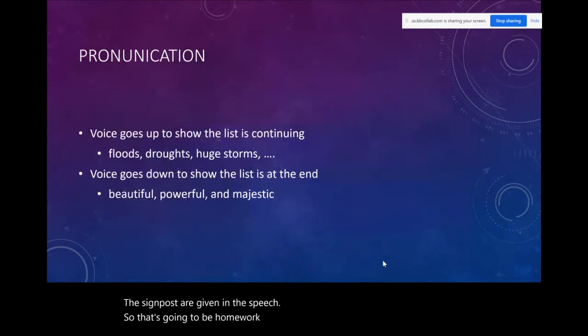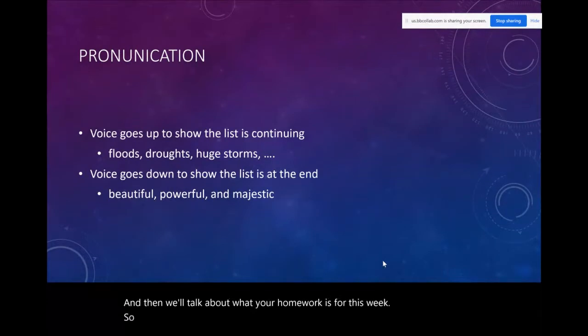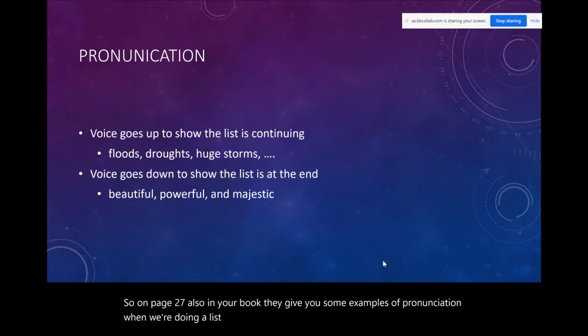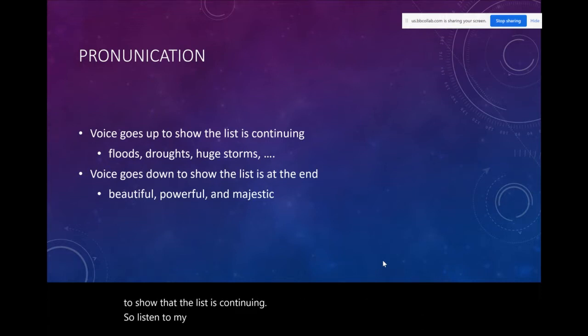And I want to share with you a quick note about pronunciation, and then we'll talk about what your homework is for this week. So on page 27, also in your book, they give you some examples of pronunciation when we're doing a list of items. So here's the practice. Your voice goes up to show that the list is continuing. So listen to my voice as I'm giving a list of threats, okay?